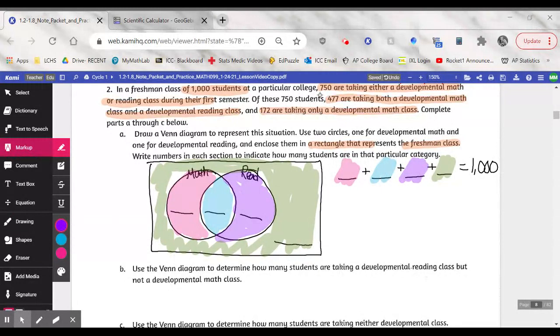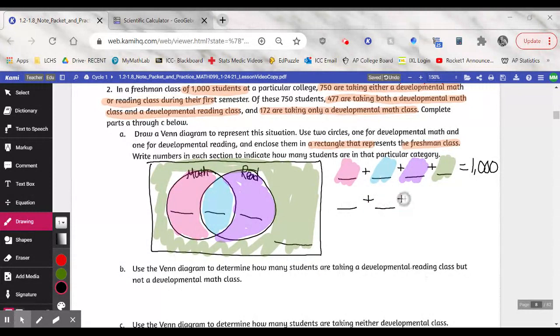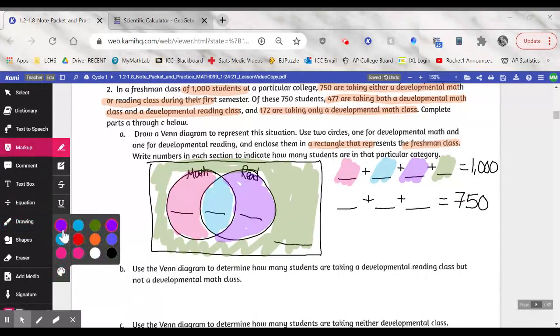The next piece of information they say is 750 are taking either developmental math or reading during the first semester. So if they're taking either developmental math or reading, that's going to be all of them except for the green. So all of them except for the green are going to be taking developmental math or reading.